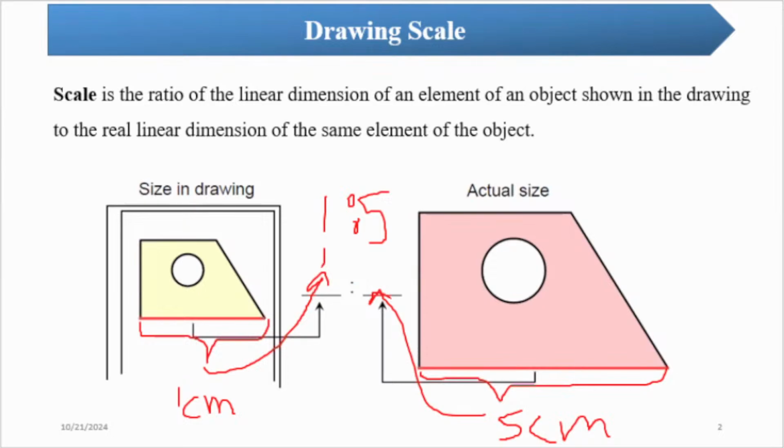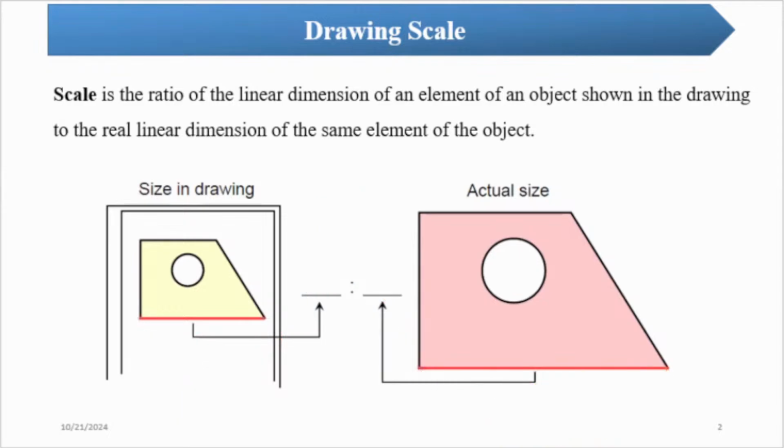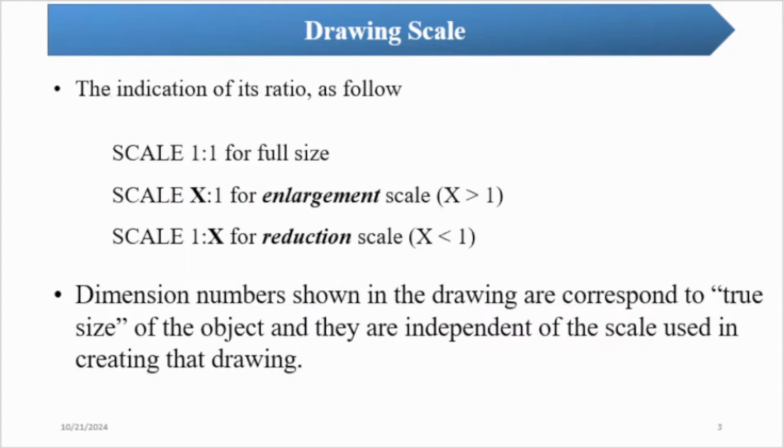Okay, let's continue. So I'm going to clear the drawing. If you look at the scales, there can be three types, right? First one is scale of 1 to 1. That means it is for full size. The drawing comes out at the same size as the object.